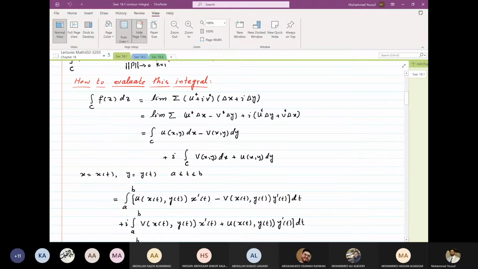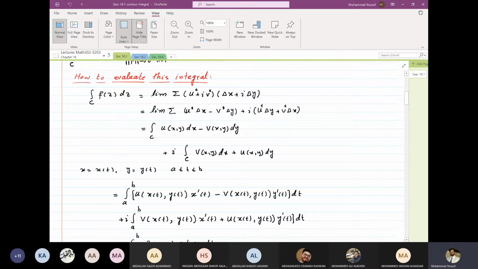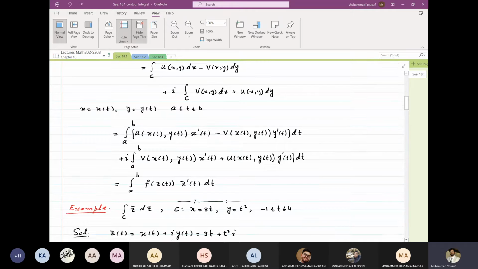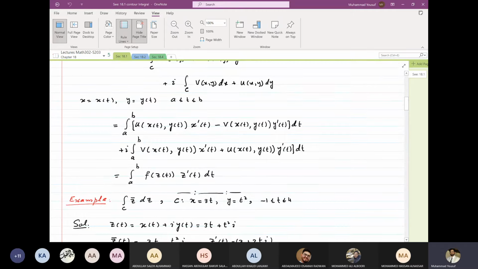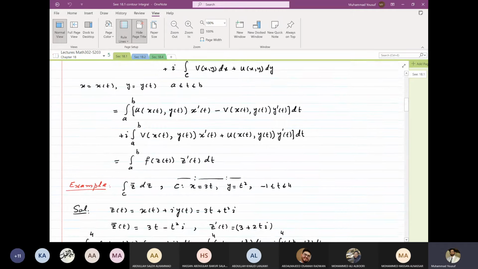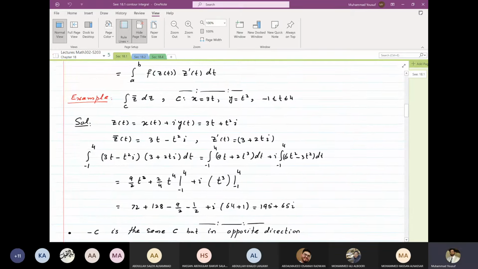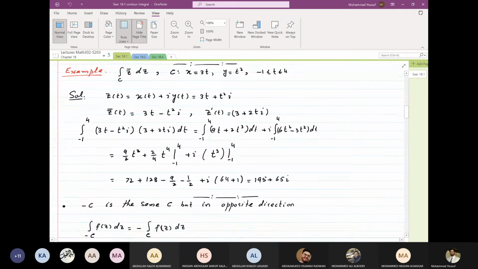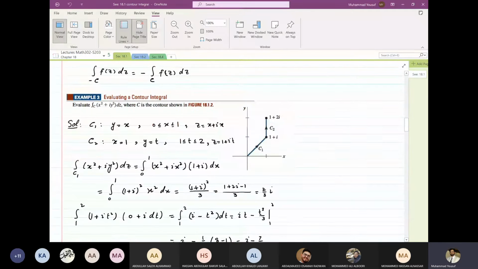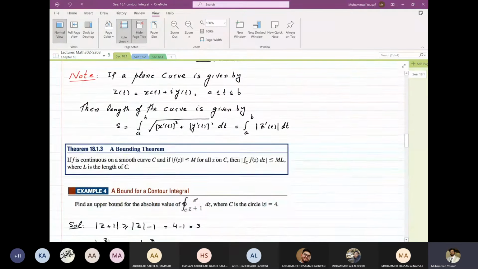We split this integral into real part and imaginary part. And if x and y are given by x of t, y of t, we substitute x of t, y of t. And we did some examples. Here is another example which we did.